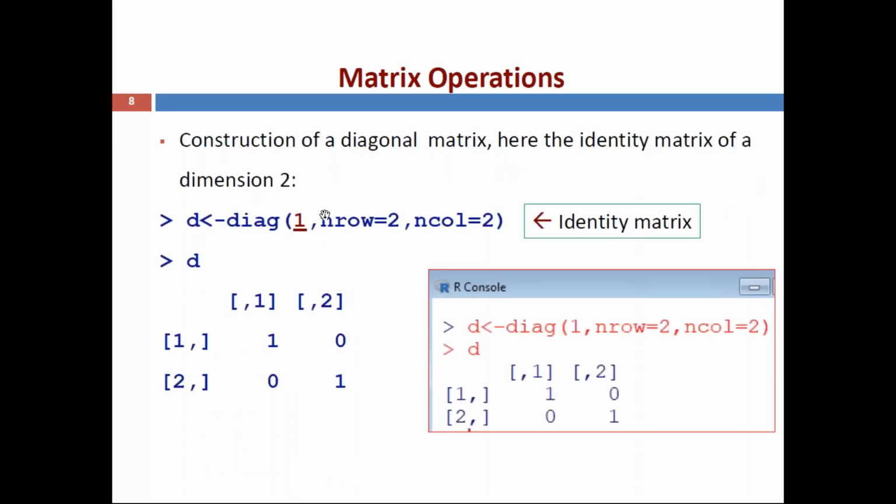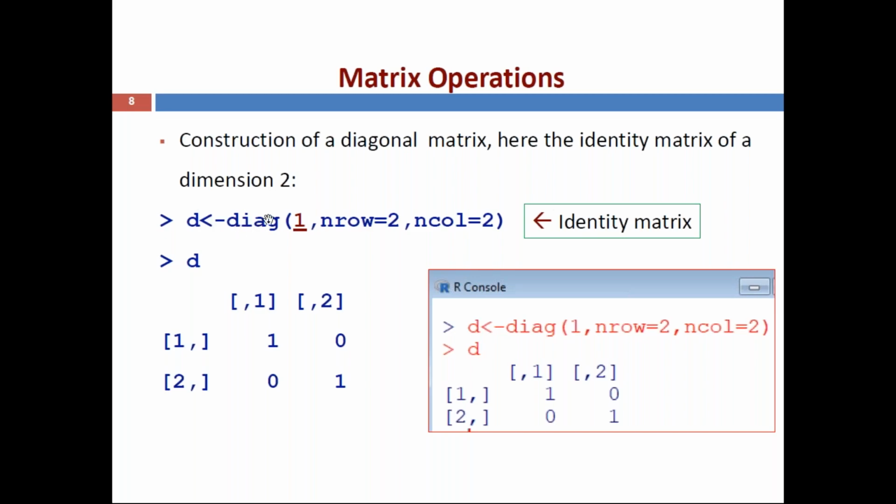Then as part of matrix operations, first we will construct a diagonal matrix. How to construct a diagonal matrix? Here, the identity matrix of dimension 2 will be considered. So you are creating a diagonal matrix as an identity matrix. The command is, I am assuming D as the name of the diagonal matrix with the identity elements.